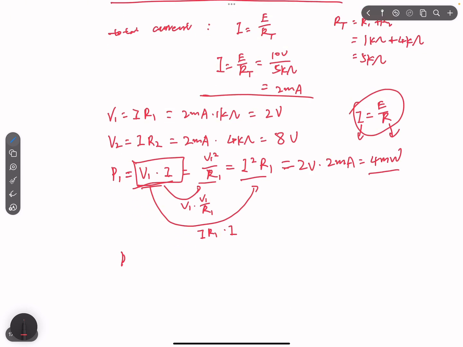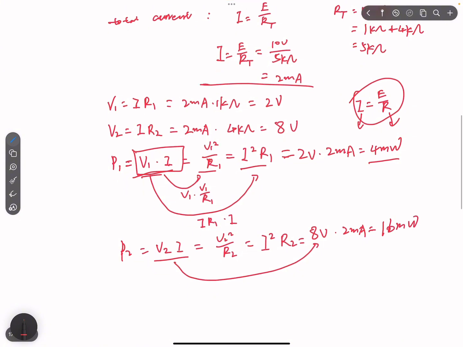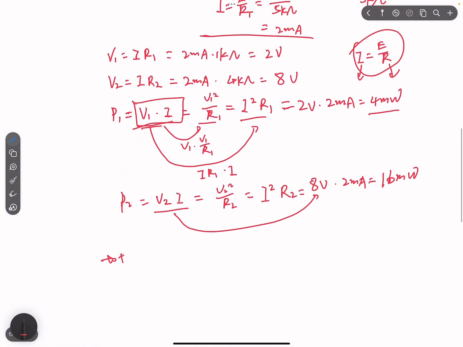Same thing for P2. We can use V2 times I equals V2 squared over R2 equals I squared times R2. I'm just going to plug in the numbers for this one. V2 equals 8 volts times I is 2 milliamps, which is 16 milliwatts.